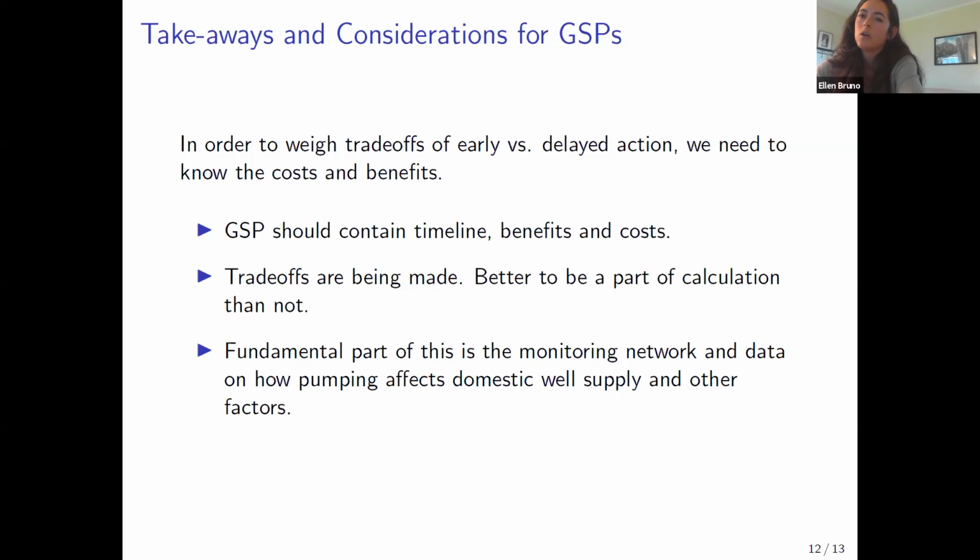And so I'm going to pass it off to my colleague, Darcy, who's going to talk a little bit more about the monitoring network and the role of the monitoring network.